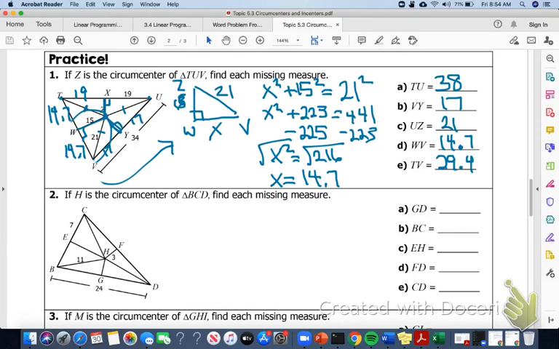Alright. I'm going to skip down to number 3. So you could try number 2. So before we meet, let's have you guys try this one. Okay. And I'm going to skip down to number 3.